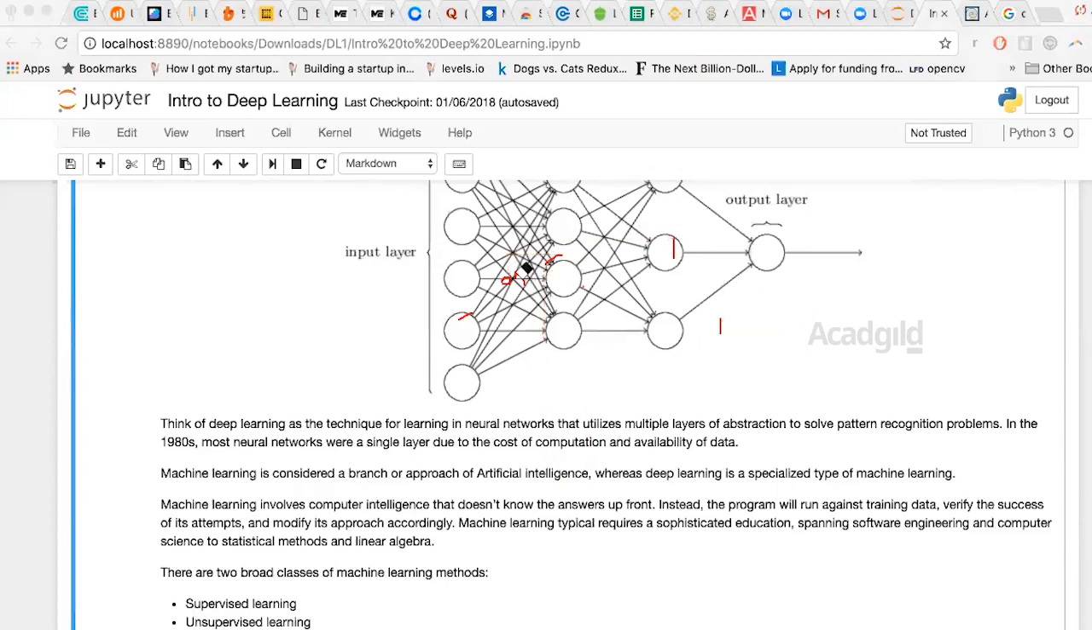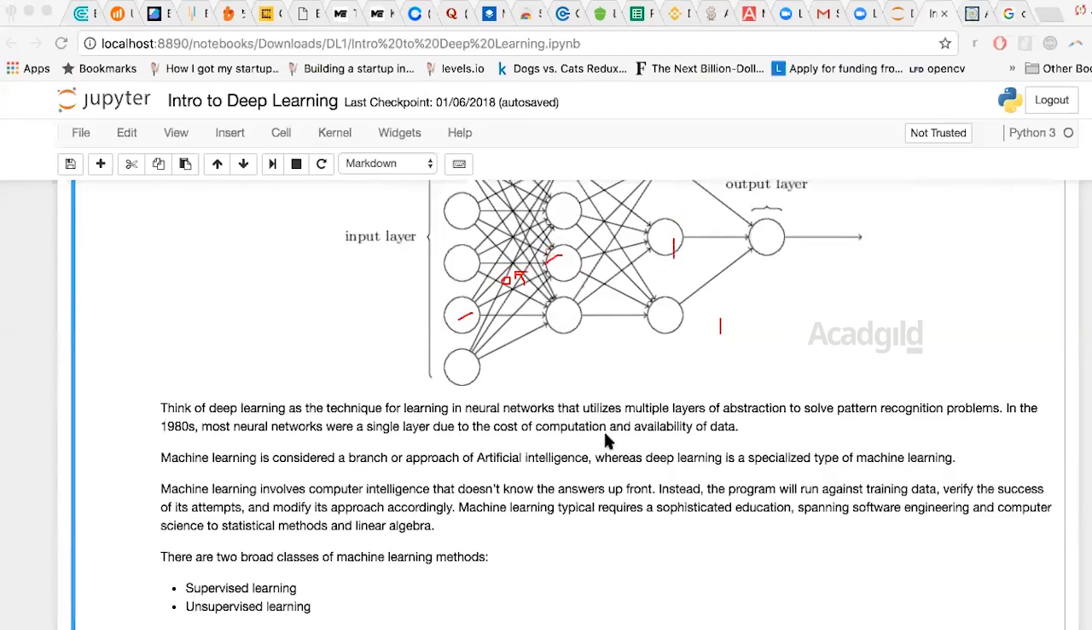But deep learning is the future. I mean, you're in the right place at the right time. It's definitely going to peak by 2020, so it might help to be part of something that's going to grow in 3 years. So think of deep learning as a technique for learning in neural networks that utilizes multiple layers of abstraction to solve pattern recognition problems.